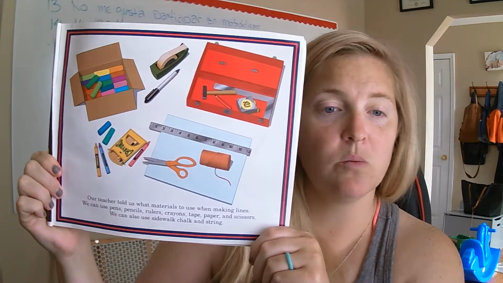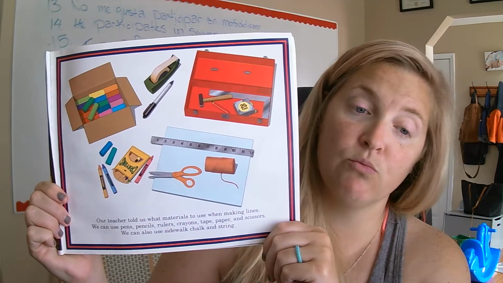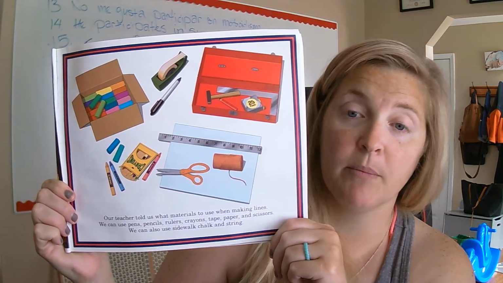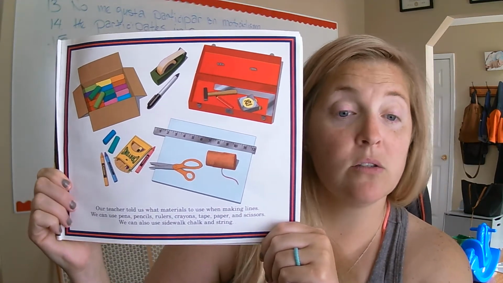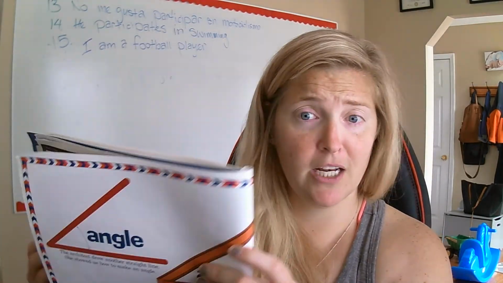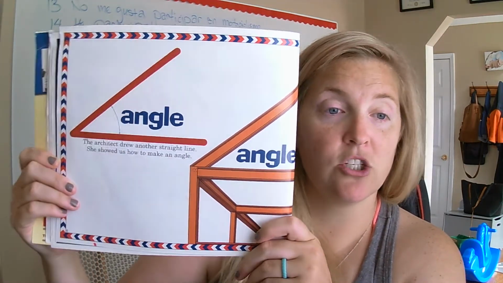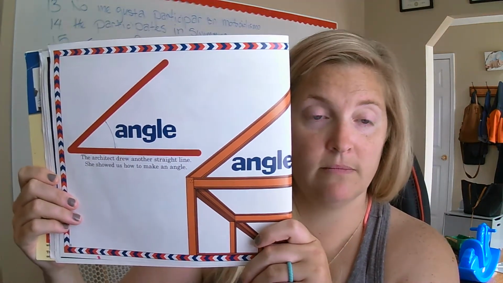Our teacher told us what materials to use when making lines. We can use pens, pencils, rulers, crayons, tape, paper, and scissors. We can also use sidewalk chalk and string. Or floss. You never know. Okay. The architect drew another straight line. She showed us how to make an angle.